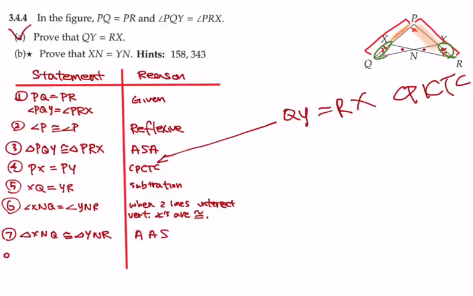Right? The vertical angle, and another pair of angles were already given in the givens, and then by CPCTC we saw that two sides are equal to each other. Angle angle side. All right. Then we are ready to answer part B, which is XN must be equal to YN by CPCTC, and that's it.